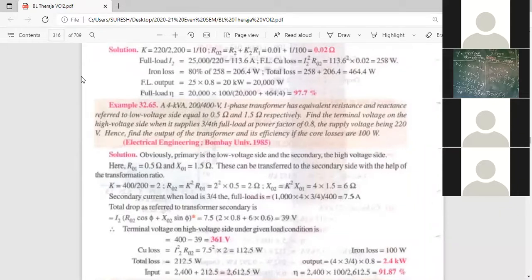0.977. That is in terms of fraction; for percentage, multiply with 100. That will be 97.7%. See on the screen, they are giving 97.7%.